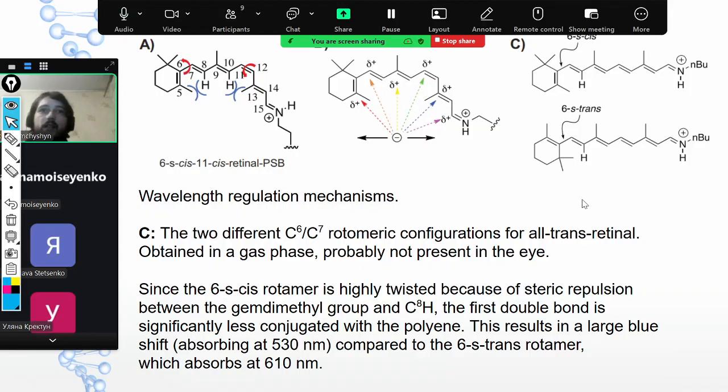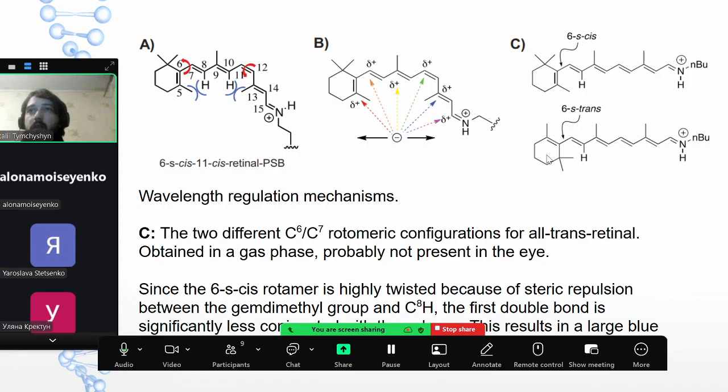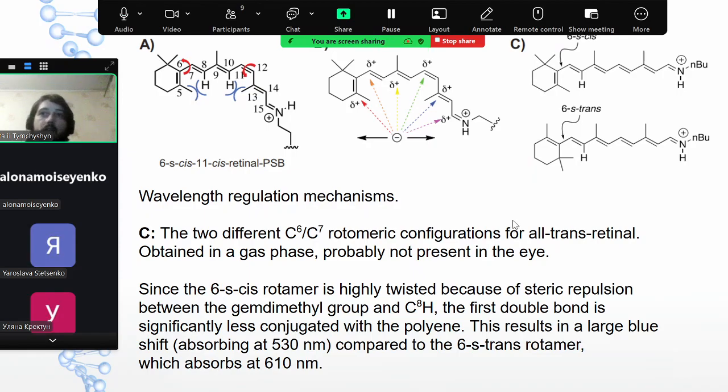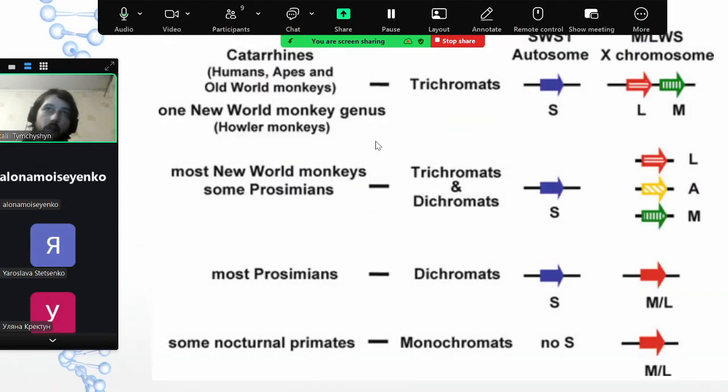The last mechanism is thought to be not very probable. That's basically two different rotameric conformations of the molecule. So here you see basically what changed. You see this part like this, and here you see it like rotated. It's not very probable, but once again, this may change basically the conjugation in the molecule.